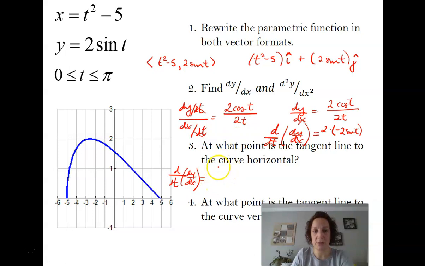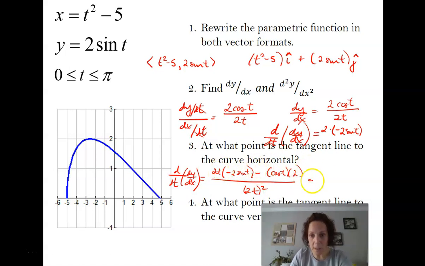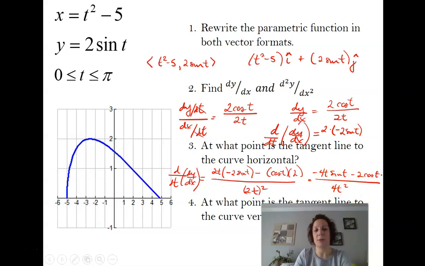So denominator, so 2t, derivative of numerator. The derivative of 2 cosine t would be negative 2 sine t, minus numerator, derivative of denominator, all over denominator squared. So (2t) quantity squared. All right, let's see. This becomes negative 4t sine t minus 2 cosine t all over 4t squared. You can cancel out a 2 if you want. It's really not that exciting.